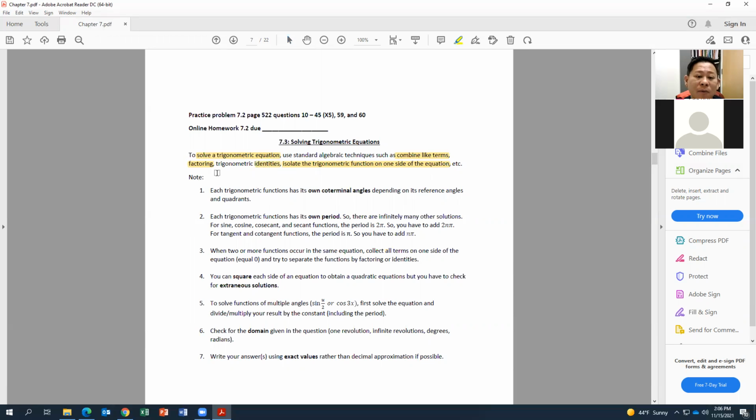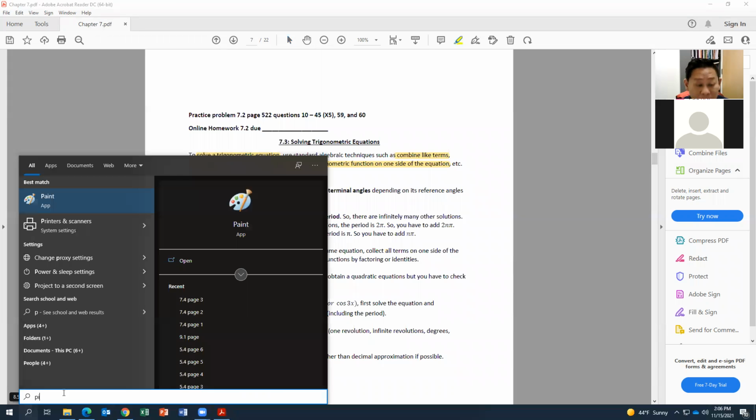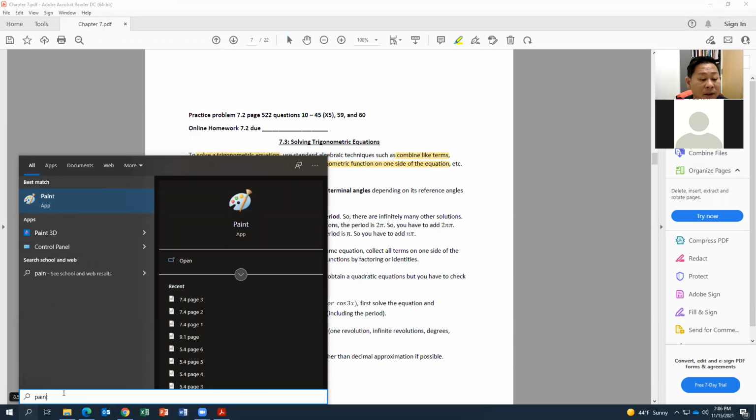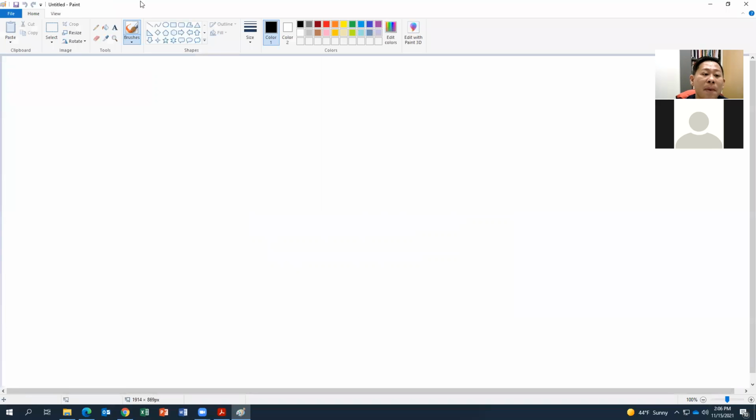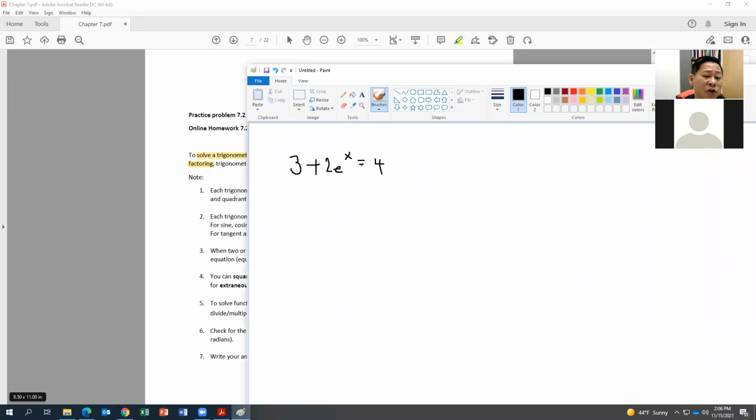Like if you remember how you guys solved log and exponents, remember back in chapter 5 when we had 3 plus, let's say, e to the x equals 4, for example. Remember how we solved this kind of equation? We want to make e to the x by itself. So I will subtract 3 and then divide by 2, right? So e to the x is by itself.